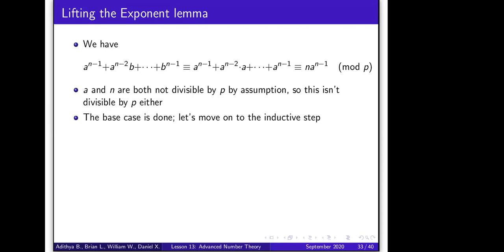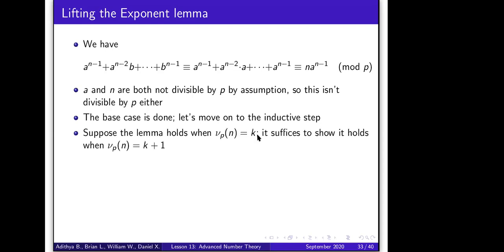Okay, then let's move on to the inductive step, which will be a bit more involved. So for the inductive step, suppose the lemma holds when the VP is equal to K. Then we want to show it's true when the VP is equal to K plus 1. So now if the VP of N is K plus 1, let's divide out one factor of P. So when we divide out one factor of P, the VP goes down by 1. And when it goes down by 1, then we can use the inductive hypothesis.